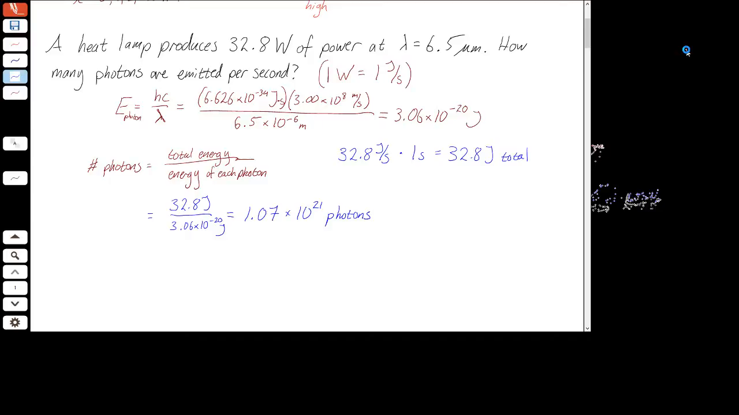Okay. So other questions about this kind of stuff? When you multiply the power by 1 second, is that just because it says per second? Yes, because it says per second right here. If it said how many photons are emitted in a minute, then we would have to multiply it by 60, because the watt gives us per second. Yeah. Anything else? Okay, good questions, everybody.